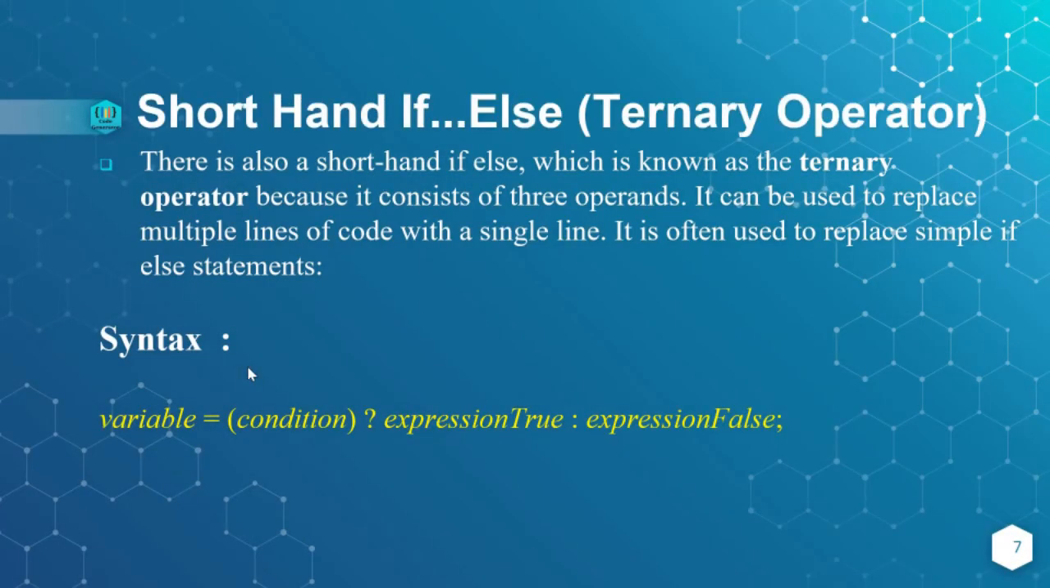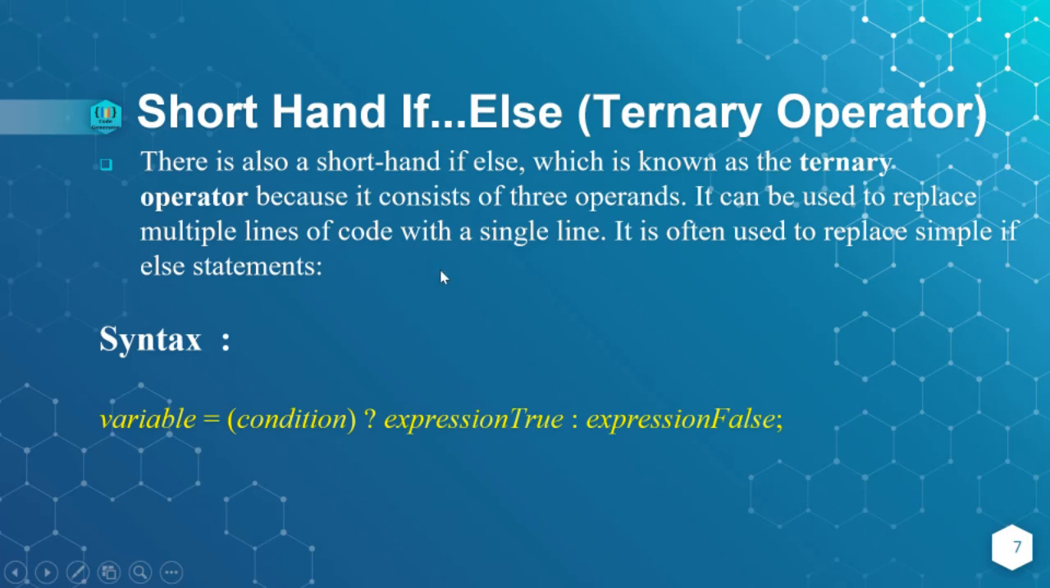And the last one, but not the least, shorthand if else or ternary operator. There is also a shorthand if else which is known as the ternary operator because it consists of three operands. One is the condition, second is expression 1 and third is expression 2. It can be used to replace multiple lines of code with a single line. It is often used to replace simple if else statements.